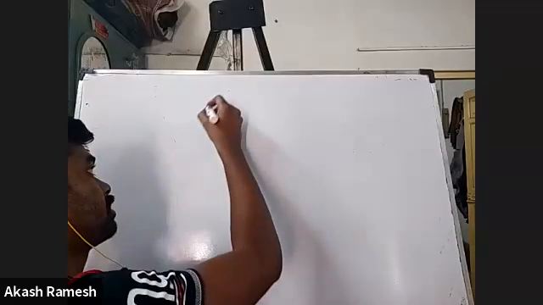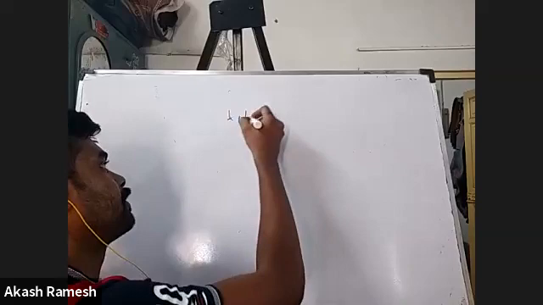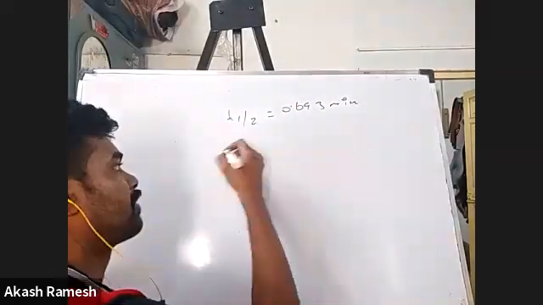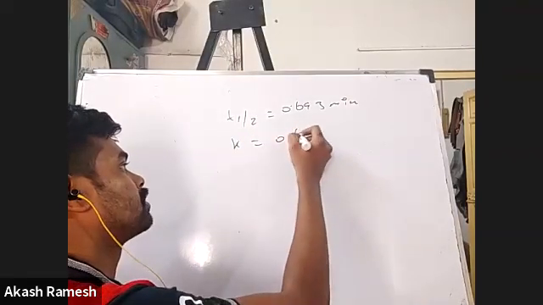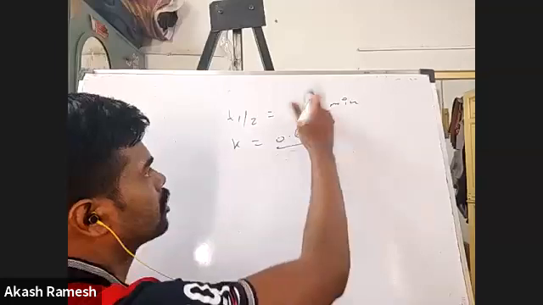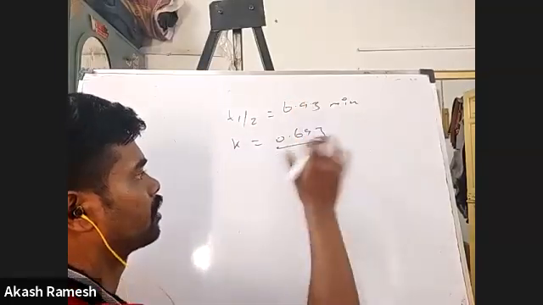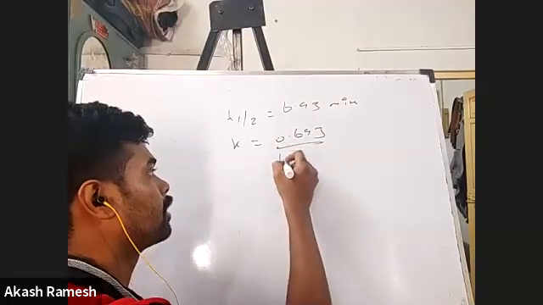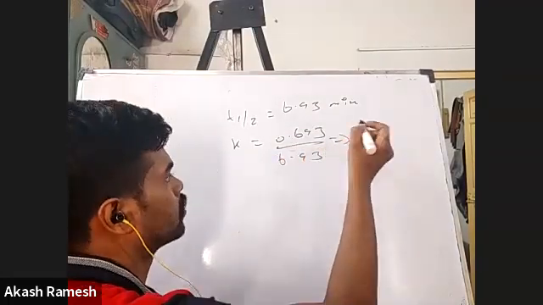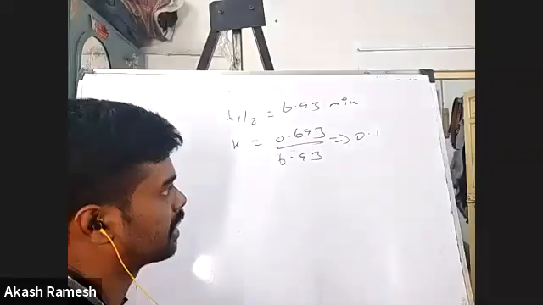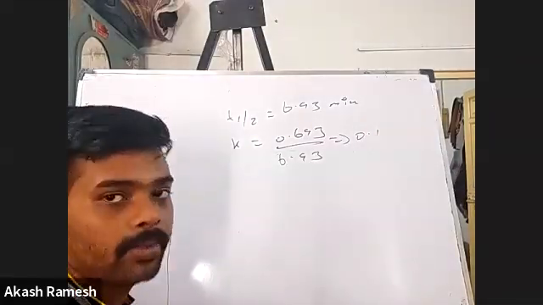So first they have given T half. T half is 6.93 minutes. So first I'll find my K value. K is equal to 0.693 divided by T half, which is 6.93. So this will become basically 0.1. Is it correct? Yes, 0.1. Okay, so now I'll go to the equation.